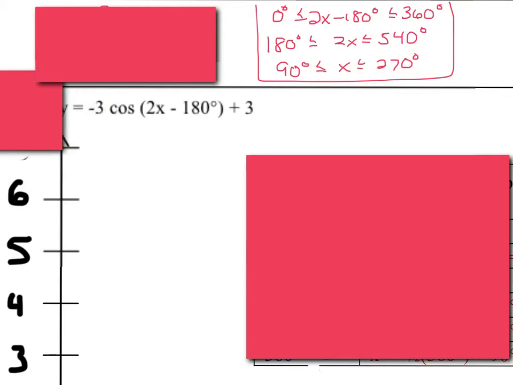So now my graph, instead of starting at 0 and ending at 360, it's going to start at 90 degrees and it's going to end at 270. That's one complete period. It's not the entire graph, but it's one period.